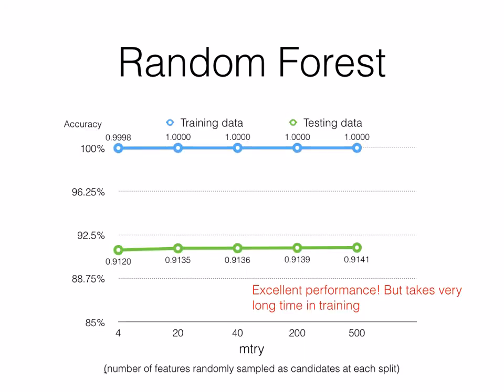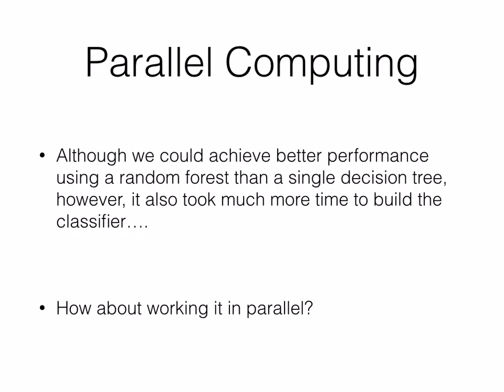Okay, so the results, I'm very excited, because it has a very excellent performance compared with all of the other models. But the problem is that it takes a very long time in training. So now I'm going to talk about parallel computing, because we want to achieve better performance. Using a random forest, we could achieve that better performance over a decision tree, because random forest is combining several decision trees, so that's the reason why it's better.